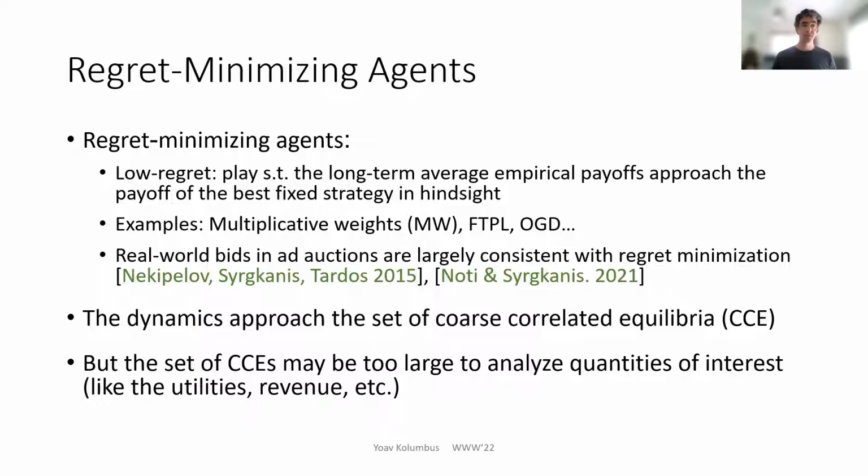In fact, by definition, if all agents have low regrets, then the joint action distribution is close to a coarse correlated equilibrium. But we also know that the set of coarse equilibria may be quite large in many games, also in our auctions. Maybe too large to analyze quantities of interest here, like the players' utilities, revenue, and social welfare. So to analyze these quantities, we'll need to look deeper into the dynamics and see what's actually going on in these games.